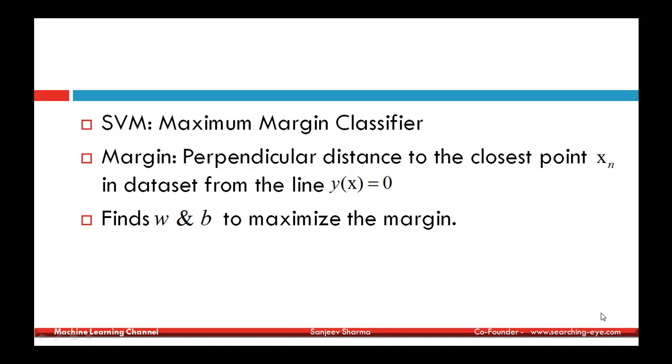So SVM is a maximum margin classifier, where the margin is defined as the perpendicular distance from the closest point in the dataset to the line y(x) = 0. So in finding the weight vector W and the scalar b, SVM first finds the point in the dataset which is closest to the line y(x) = 0, and then it maximizes the distance of the decision boundary from this point.